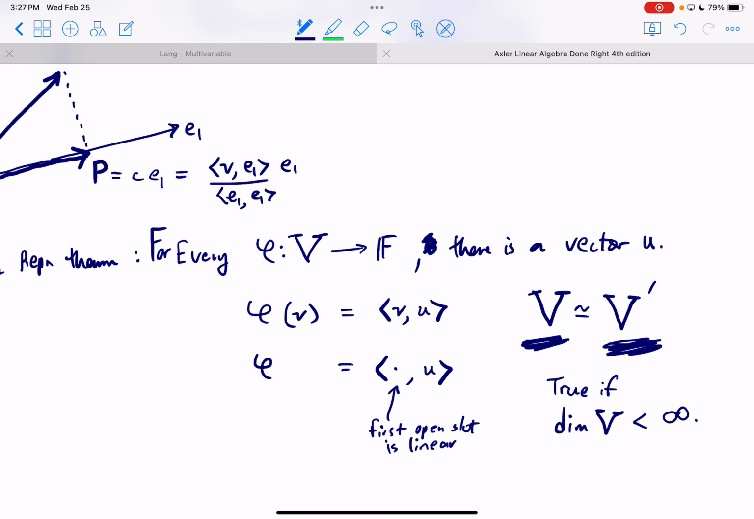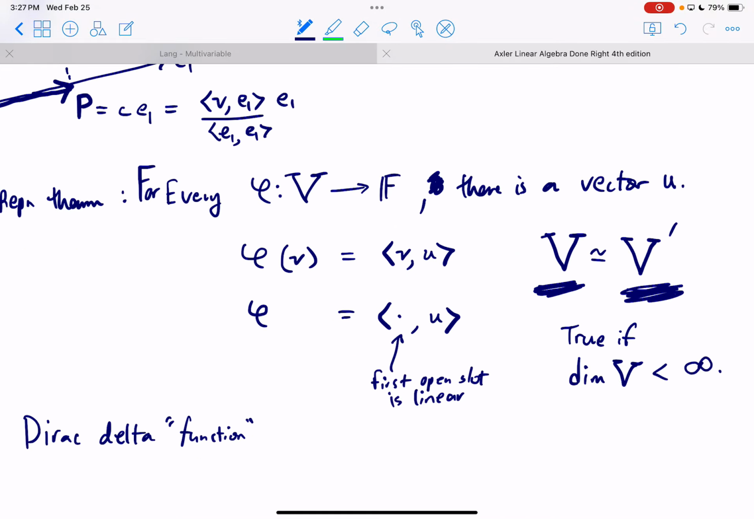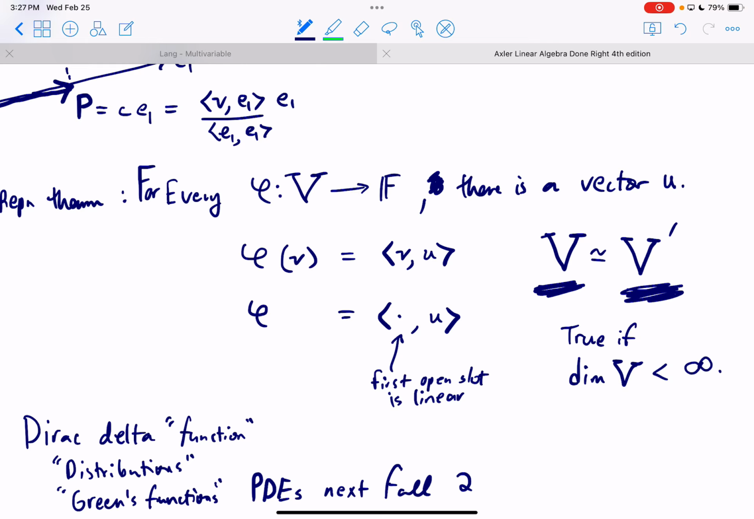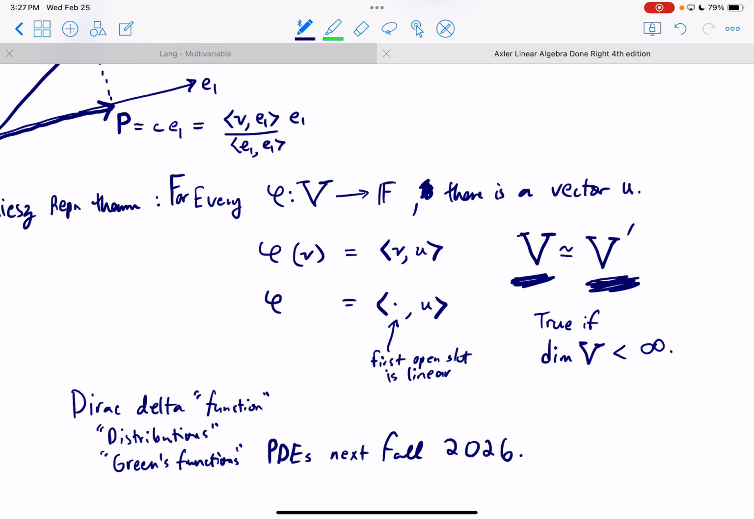If your vector space V is infinite dimensional, then there are many interesting things like the Dirac delta "function." It's not actually a function. If you want, you can look up distributions. You can look up Green's functions. And if you don't want to look them up, you can take PDEs next year, next fall, 2026. Okay.